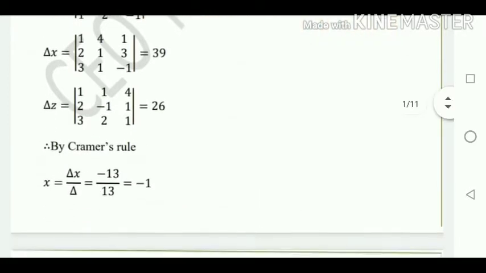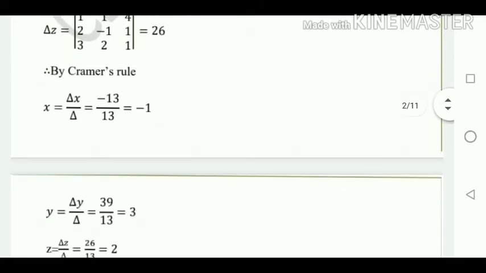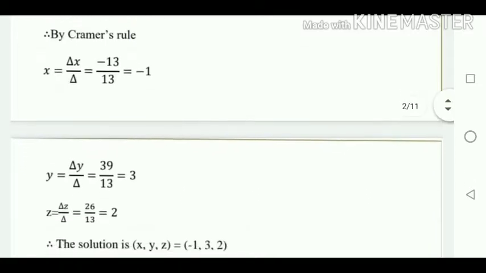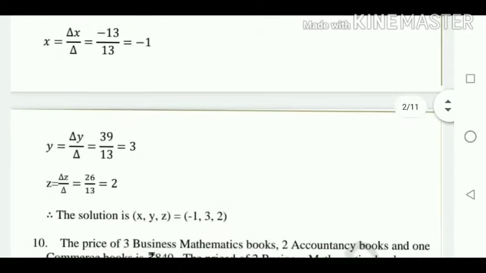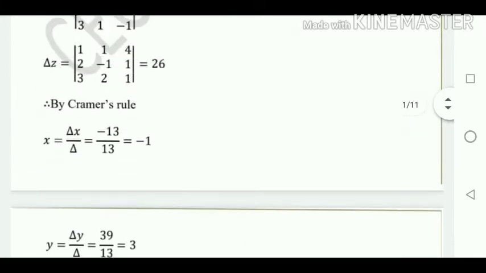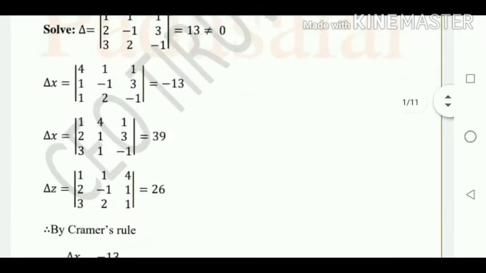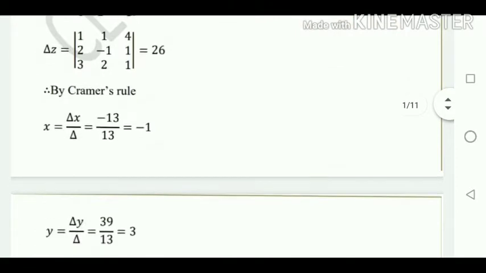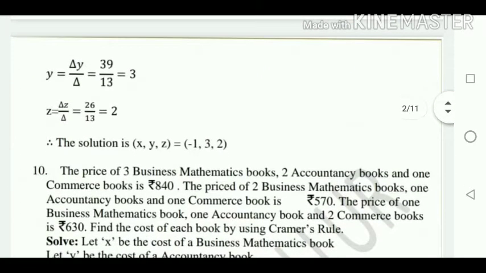Likewise, in order to find the value of y, delta y by delta. The value of delta y equals 39 and the value of delta equals 13. If you divide these, you get 3. Value of y equals 3 and x equals minus 1. Then find the value of z applying the same formula, delta z by delta equals 26 by 13. You are getting 2 as the answer. Here the solution is x equals minus 1, y equals 3 and z equals 2. So this is the way you have to find the values of the variables x, y, z by applying Cramer's rule. If the questions are given in equation form, you take the variables x, y, z.